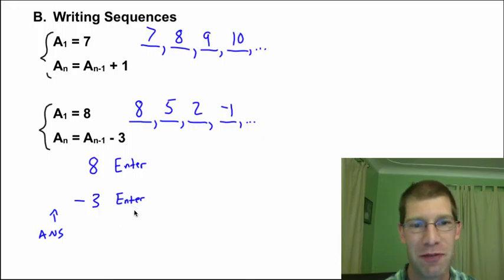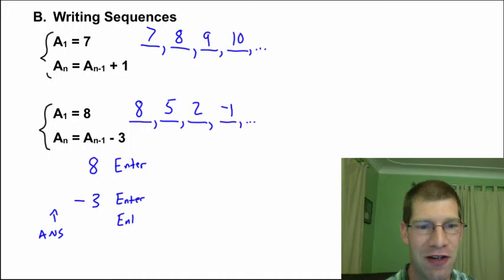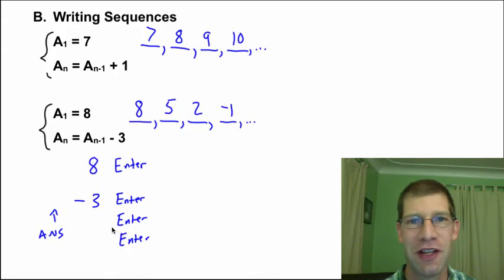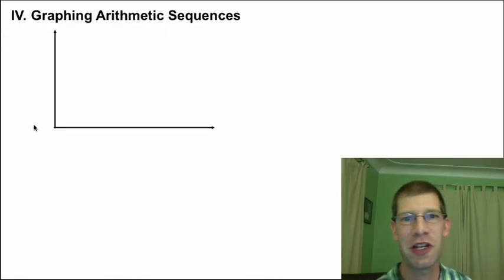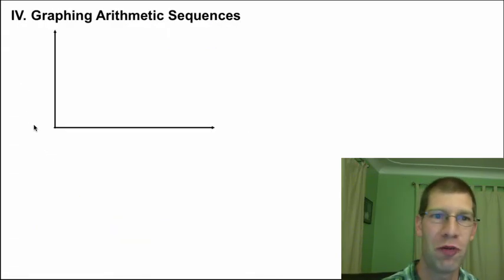So minus 3, press enter once, it gives you the 5. You hit enter again, gives you the 2. You hit enter again, it gives you the -1. So that's the way you can quickly get them with your calculator if the numbers are more brutal.